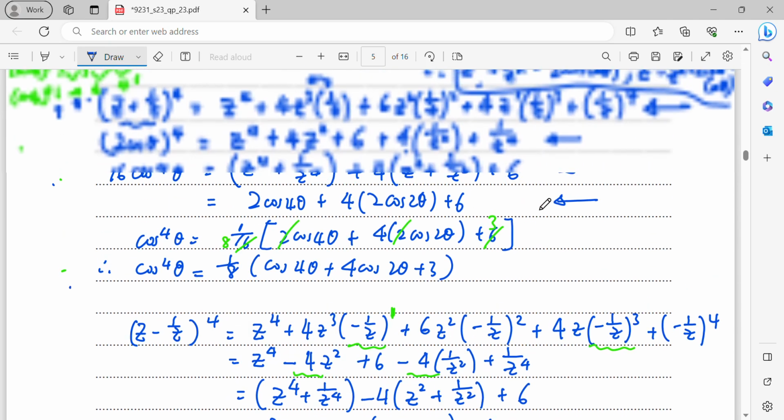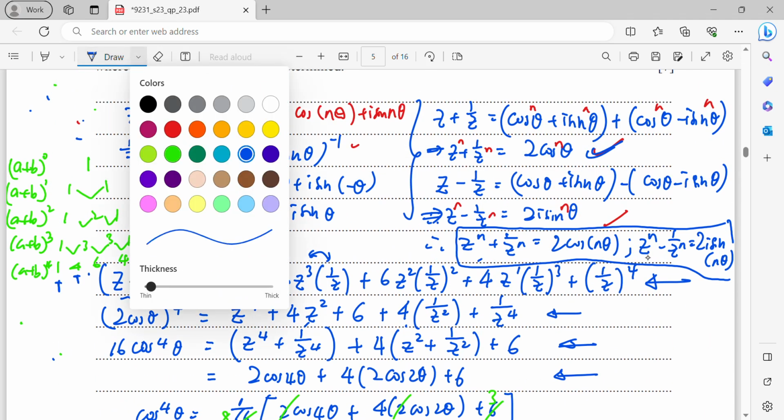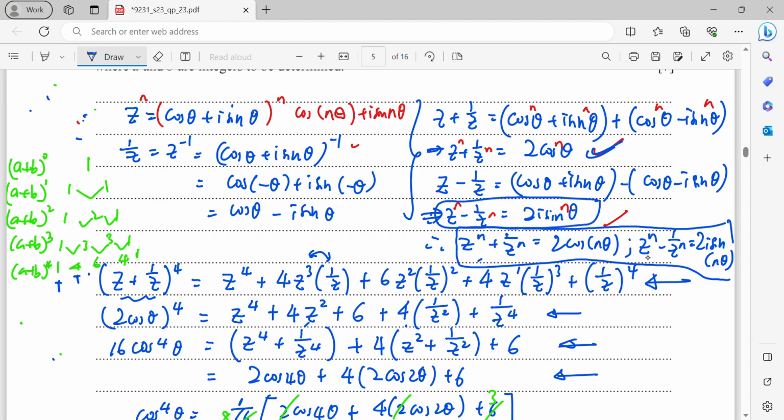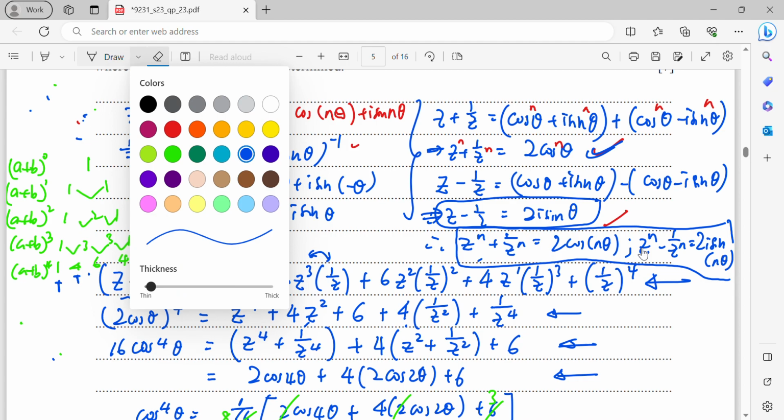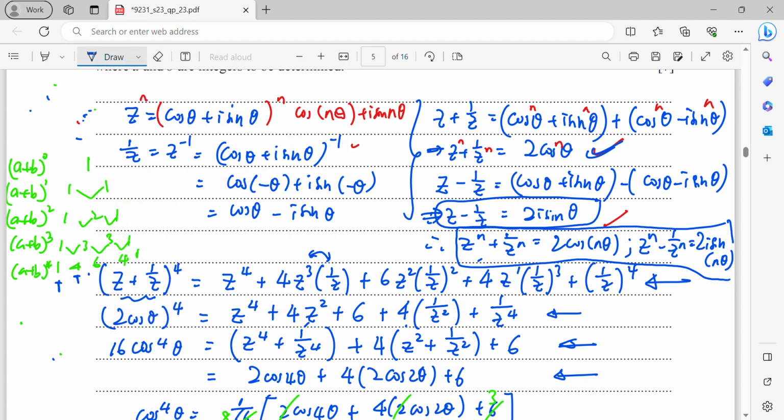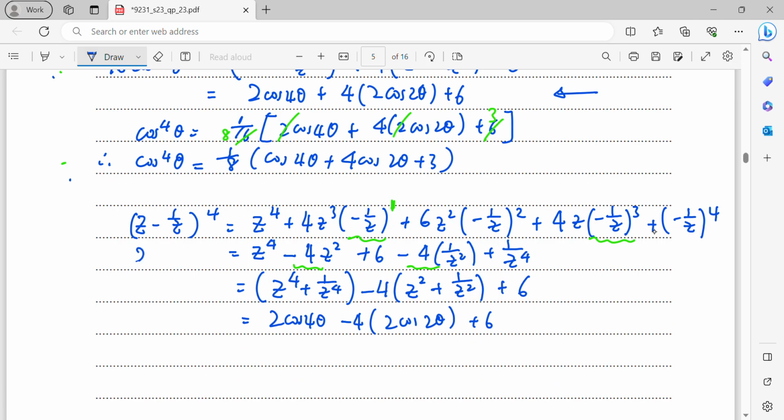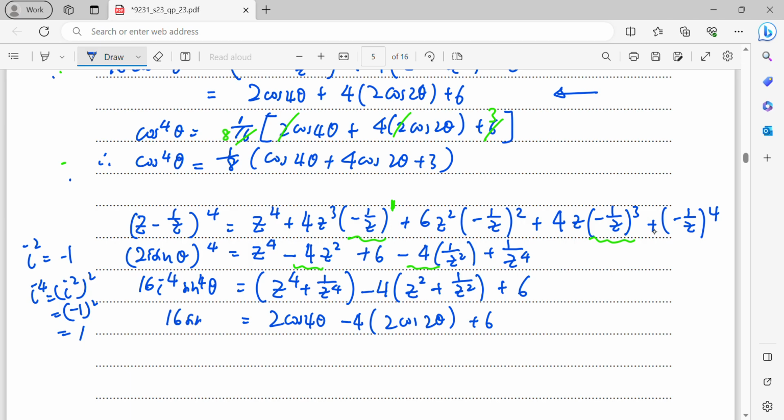And now z minus 1 over z is basically this result, which is 2i sine theta. So I ignore the power n. So it will be 2i sine theta. So here I will get 2i sine theta to the power 4. So bringing in the power 4, I will get 16 i degree 4 sine degree 4 theta. Now for your information, i squared is minus 1. i degree 4 is the square of i squared. Therefore it's minus 1 squared, I will be getting 1. Then here I will get 16 sine degree 4 theta.